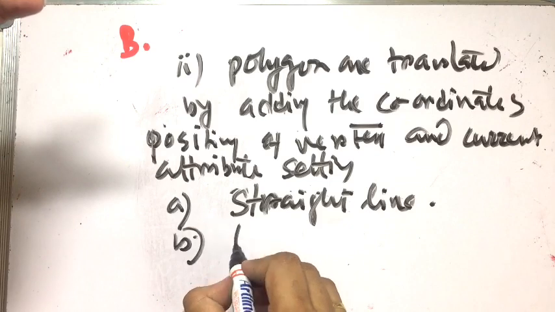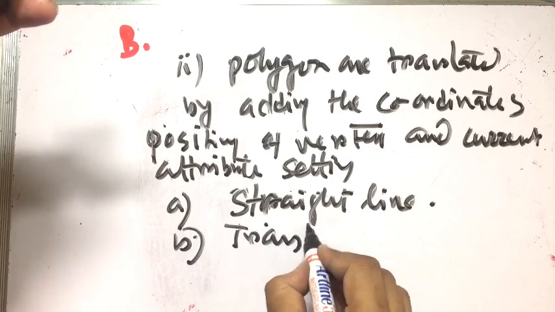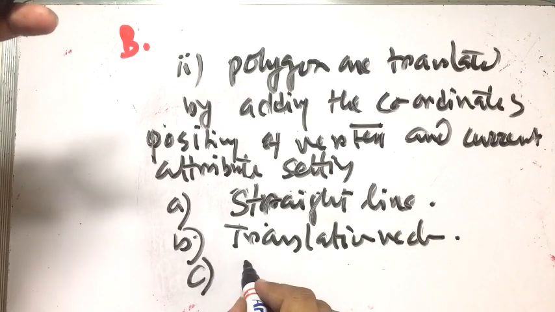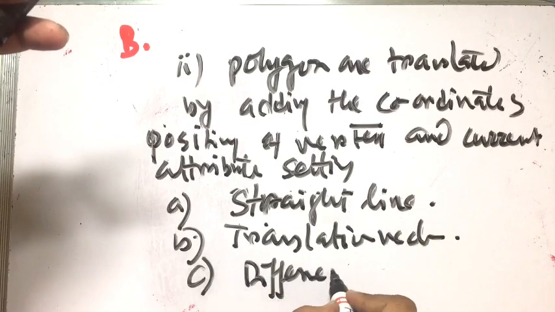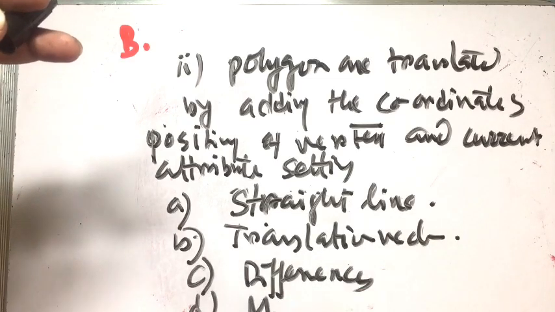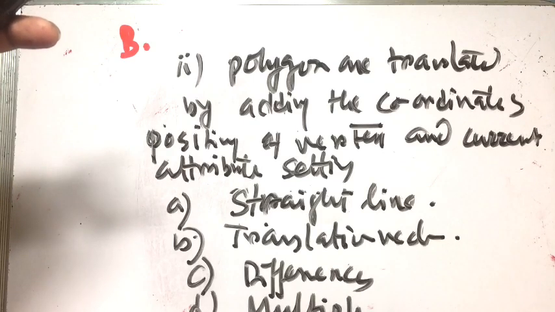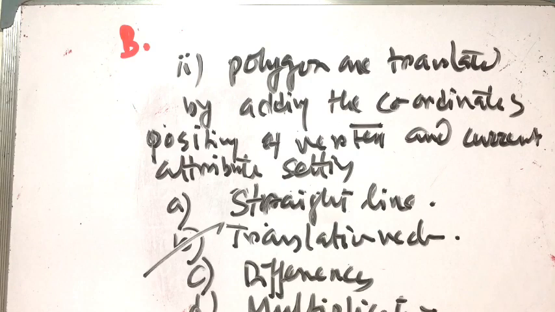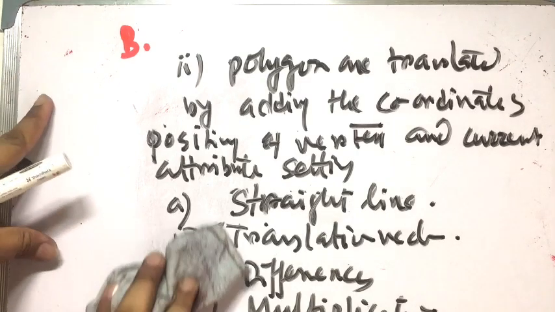Option B, translation vector. Option C, differences. Option D, multiplication. The correct answer is translation vector. When we apply a translation vector to the object coordinates, we get the translated position. So the answer is translation vector.